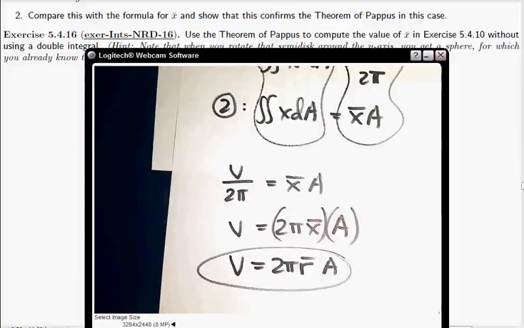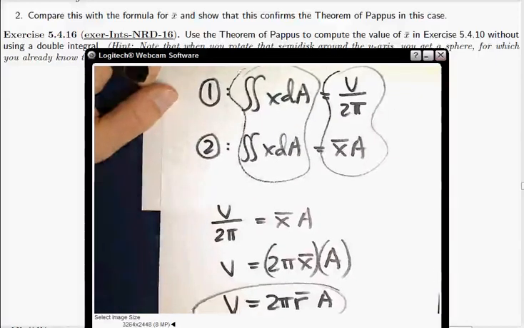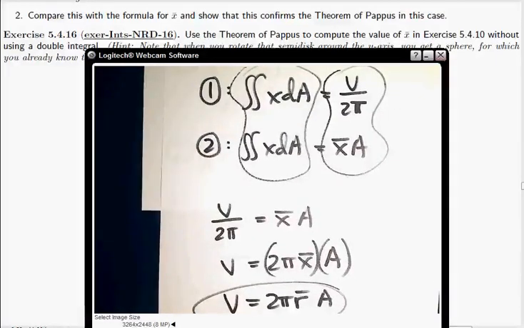Does that make sense? Can you see it downloaded? Yeah, sure. Like that? Yeah.